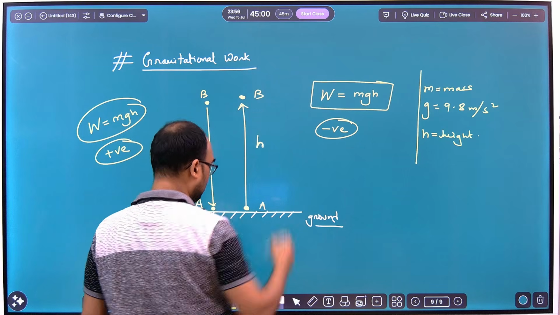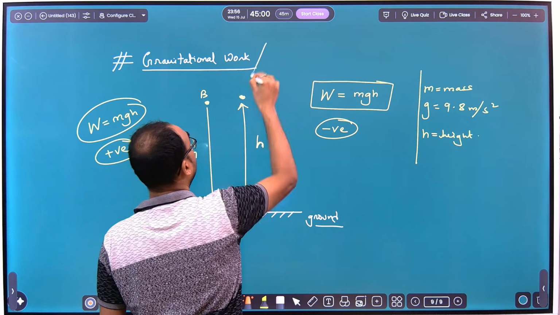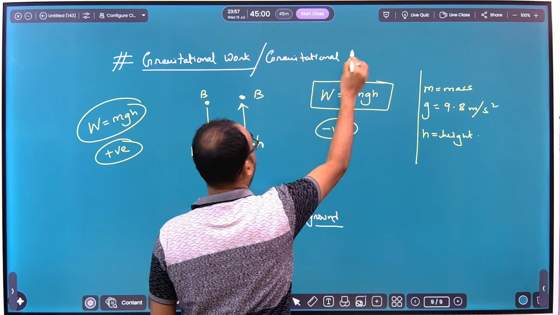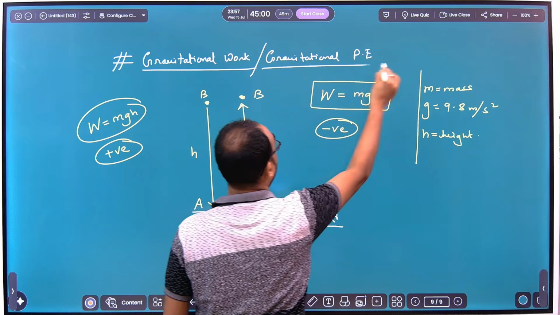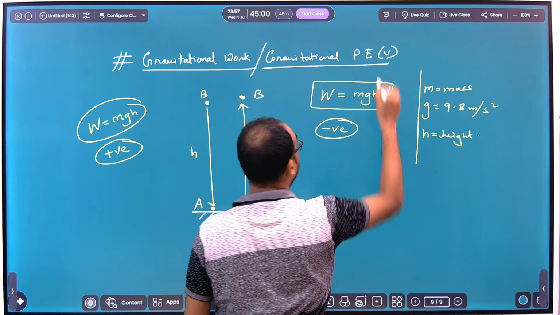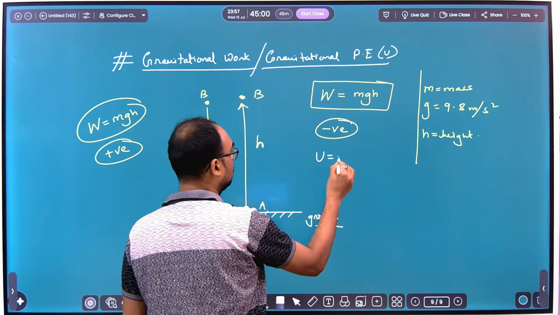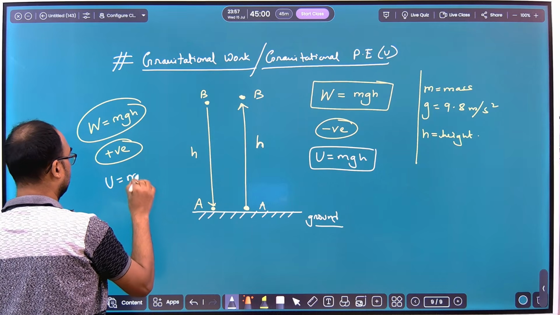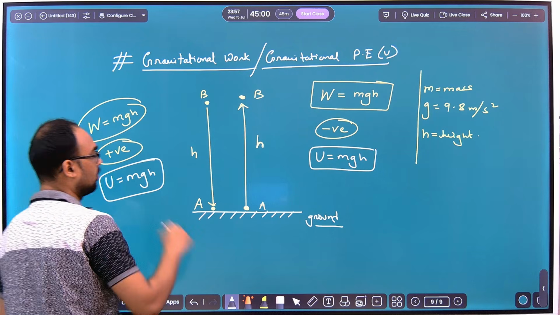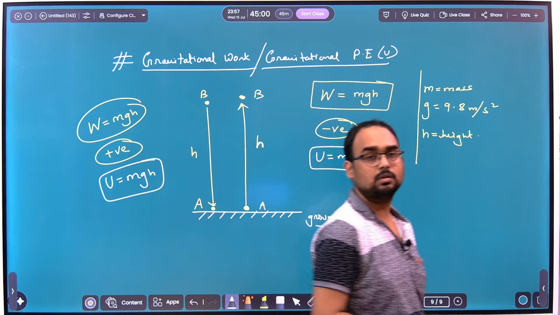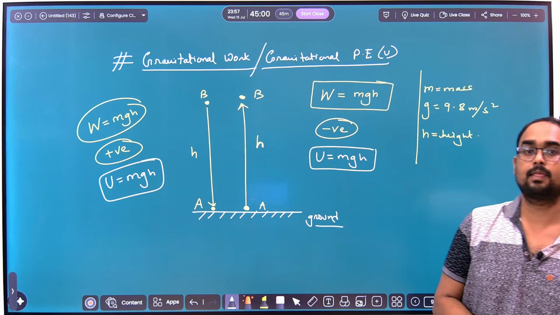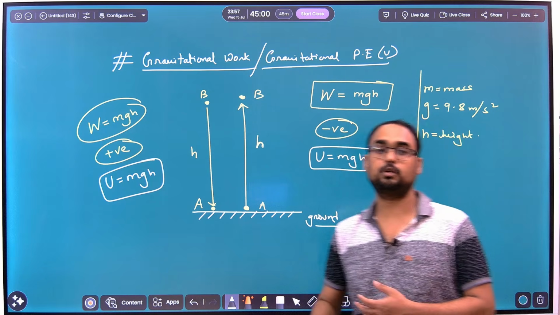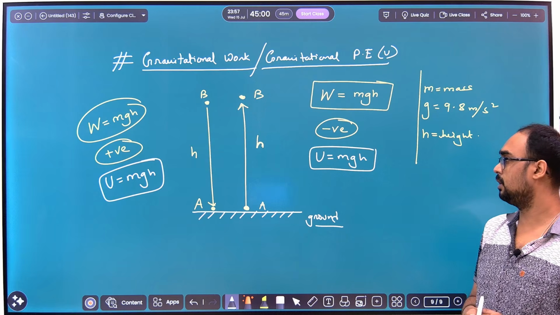Let me write it down over here. Gravitational potential energy. In many of the books, you may find it denoted by U. So U equals mgh. Okay, so that is the gravitational potential energy. Just go through it once.